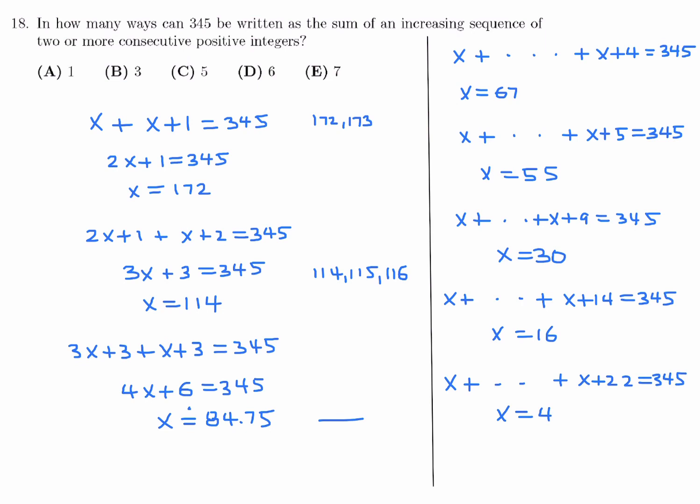So the ones that work out are this guy, 67, 55, 30, and 4. Oh, and this one also. So how many is that? That's 7, right? So the answer is 7.